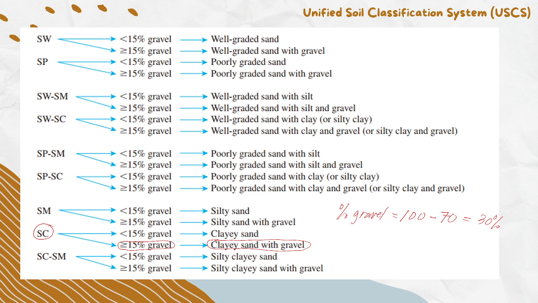So, again, for the recap, in using the unified soil classification system, always first determine the group symbol, and then when the group symbol is known, identify the group name.